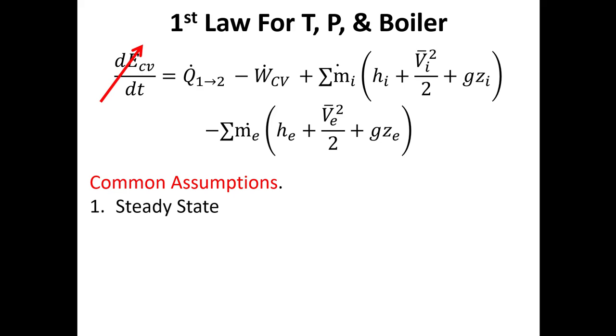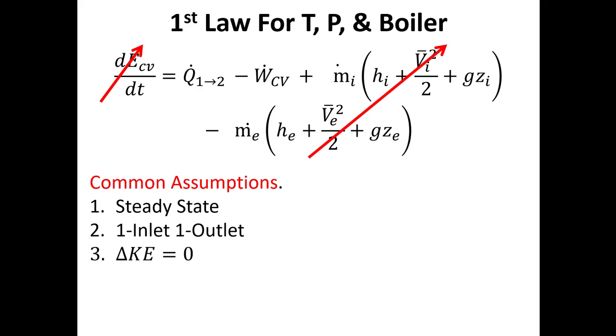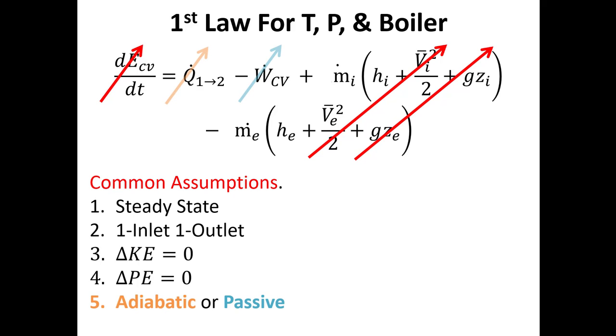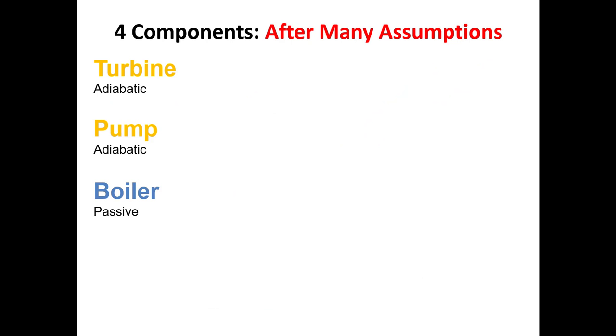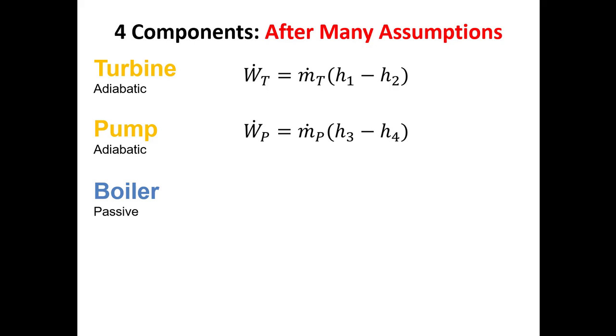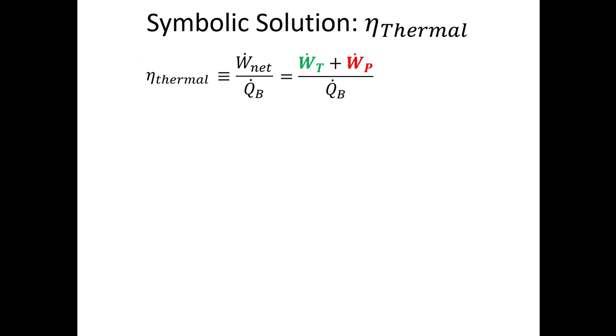So the assumptions that I'll make are that the system is at steady state, that all of these components have one inlet and one outlet, that the change in kinetic energy is not important, and neither is the change in gravitational potential energy. For each of these components, I'll choose whether they're adiabatic or passive. I'll say that there's no friction losses in the lines and that there's no heat losses in the lines. And when I do that, I find that the turbine power is m dot times h in minus h out. The pump power is also m dot times h in minus h out. And the boiler is m dot times h out minus h in.